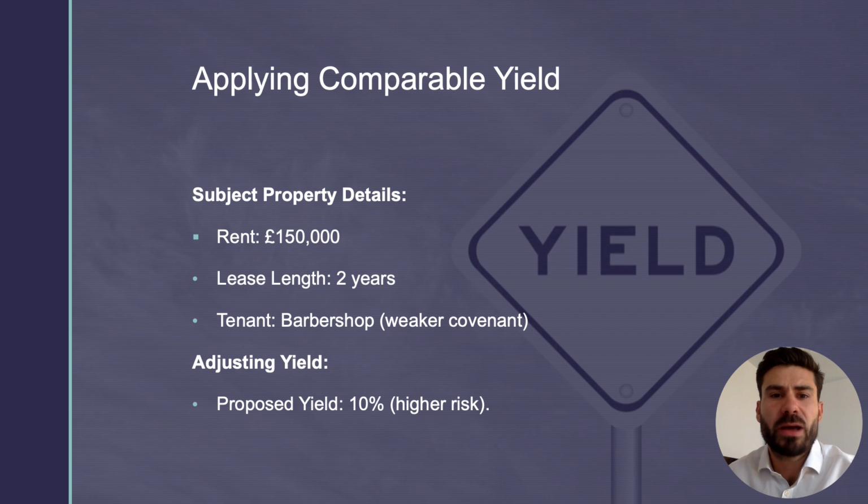Now, let's apply a yield from the comparable property to our subject property. Even though our property generates a higher rent by £50,000 per annum, the yield cannot be directly transferred. We have to consider the shorter lease length on the subject property of just 2 years and the weaker tenant covenant strength associated with this barbershop. These factors suggest that we should expect a higher yield for our property, and based on market conditions and taking into account these considerations, we estimate it to be around 10%.